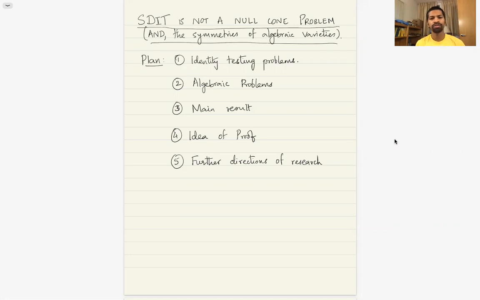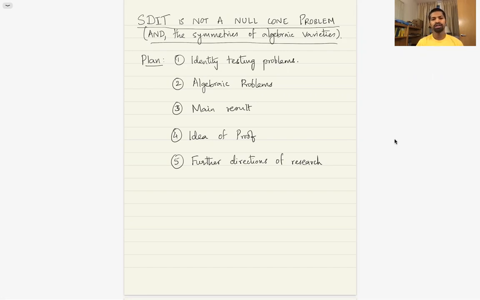So I've broken up my talk into 5 small pieces. I will start by explaining identity testing problems, in particular symbolic determinant identity testing, SDIT, and their motivation and place in complexity, and why we're interested in them. Then in the second part, I will view these in a more algebraic light and give you a rephrasing of these problems from a very algebraic perspective that allows us to use ideas from representation theory or invariant theory or algebraic geometry to potentially try and do something about these problems.